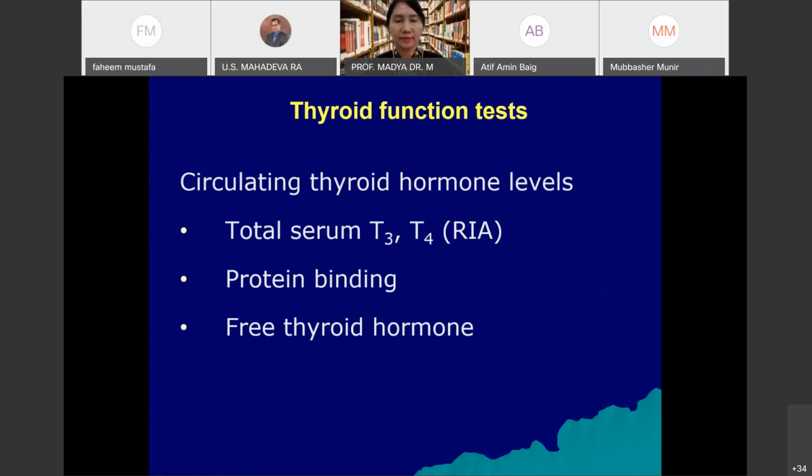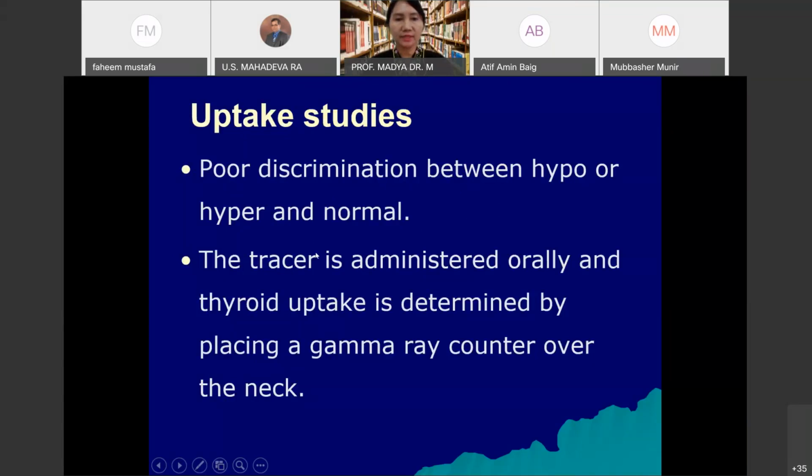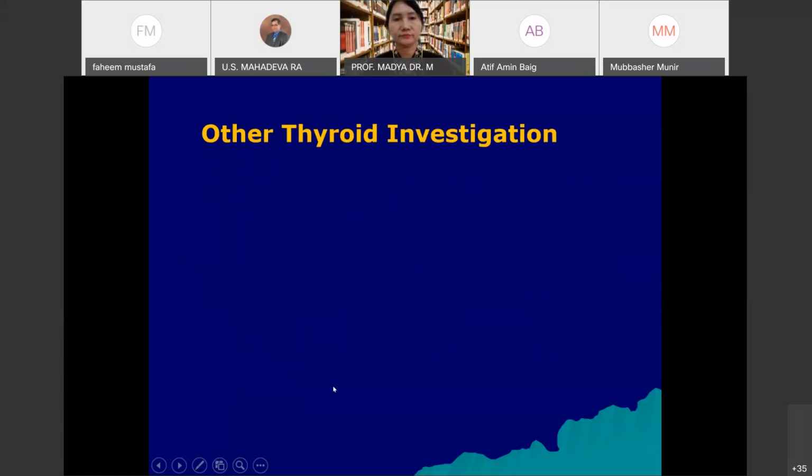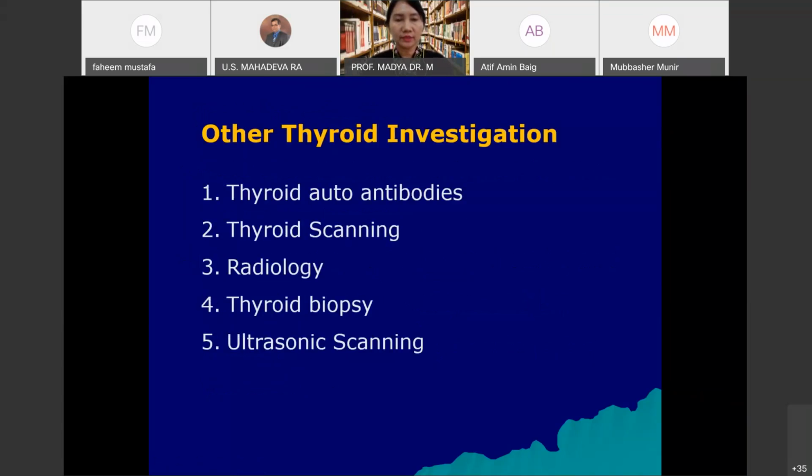So we can examine and test whether thyroid function is hypo or normal by thyroid function tests, circulating thyroid hormone levels, measuring the total serum T3 and T4, radioactive amino acid measurement, and we can measure protein binding as well as hormone form. And also for discrimination, we can do an uptake study. The tracer is orally administered. Thyroid uptake is determined by placing a gamma ray counter over the neck. And for other thyroid investigations, thyroid autoantibody measurements are recommended. Thyroid scanning is available. Radiology is also available. Thyroid biopsy can be done to study the histology. Also, ultrasound scanning is possible.